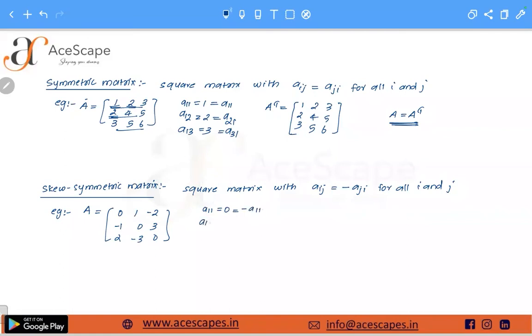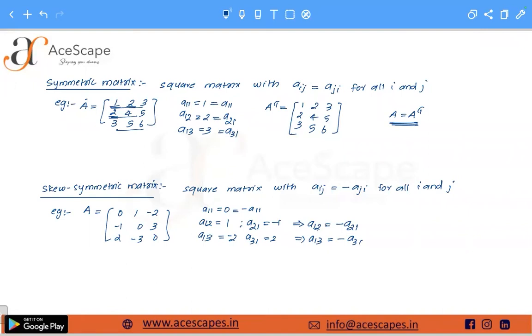What is A12? A12 is 1, right? First row, second column. So A12 is 1. What is A21? A21 is second row, first column, which is minus 1. From this, we can see that A12 is equal to minus of A21, or Aij equal to minus of Aji, for i equal to 1, j equal to 2. Similarly, A13 is equal to minus 2, A31 equal to 2. We can see that A13 is equal to minus of A31. Similarly, you can see for all other elements, they will be the negative of each other.